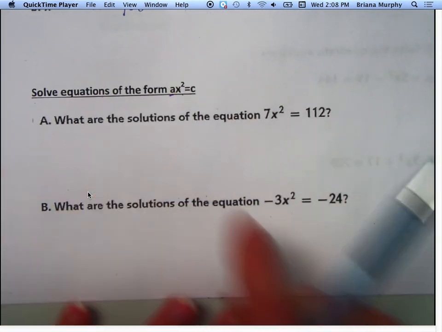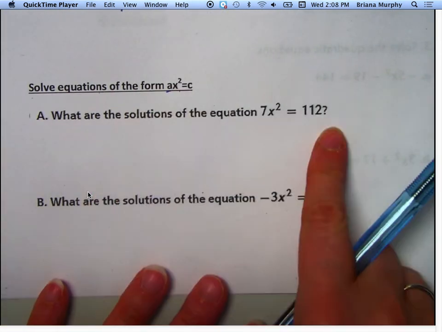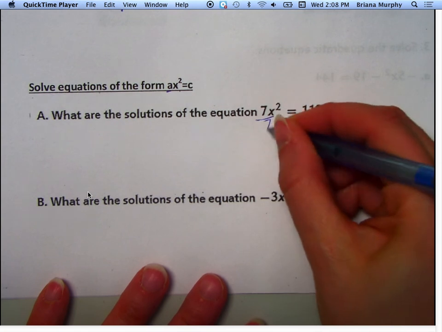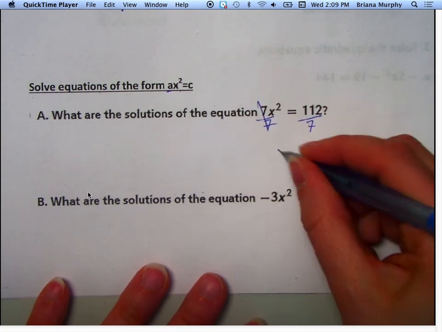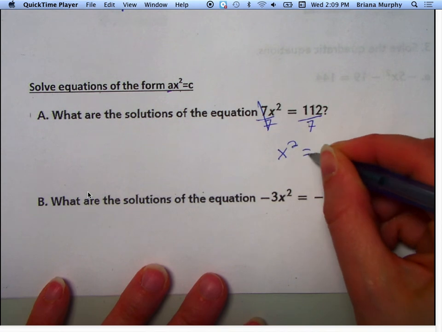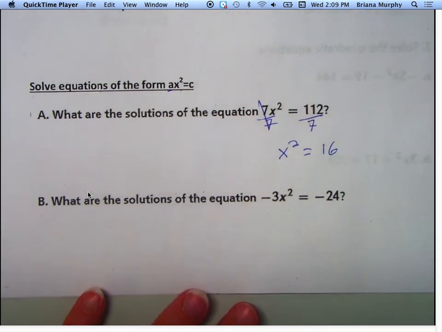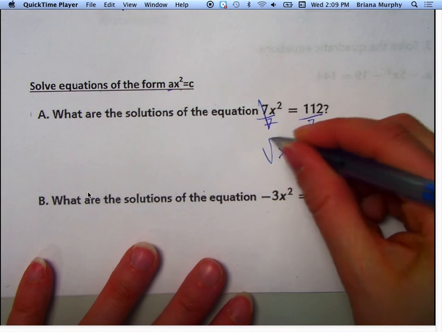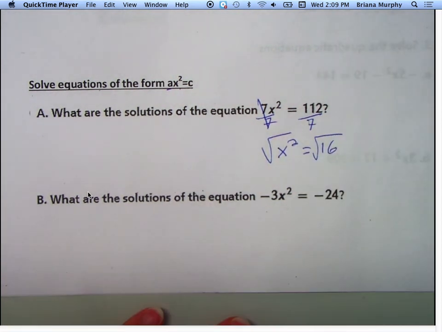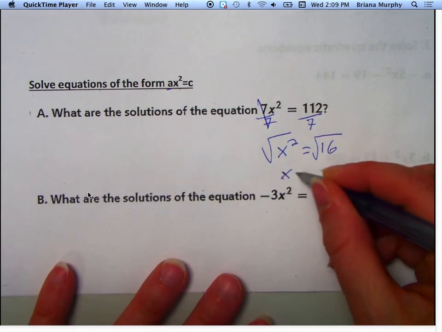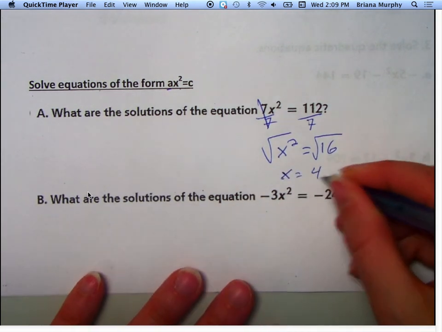Okay. So first, we're going to divide by 7. The 7's go away and I get x squared equals 16. And then I'm going to square root both sides. Am I going too fast? When you know, yell it out. What is x equal? 4 and negative 4. Thank you.